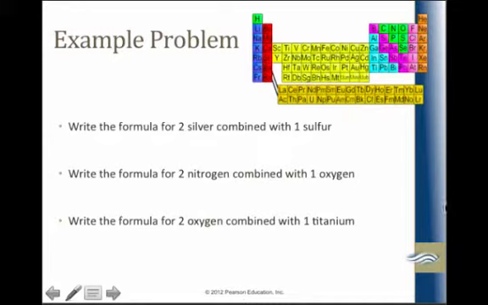There's a general protocol that we usually put the element in the front that is most metal-like, or the one that is more on the left of the periodic table. So if I was trying to write a formula to put 2 silver atoms with 1 sulfur atom, silver comes before sulfur on the table. Here's my silver, and here's my sulfur. So I would write Ag2S, silver sulfide.